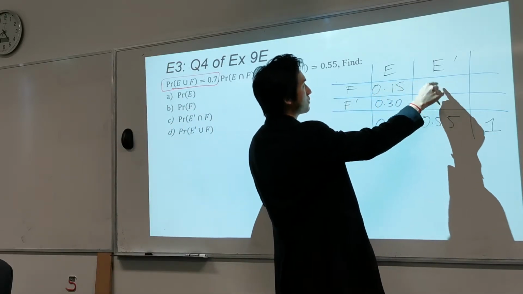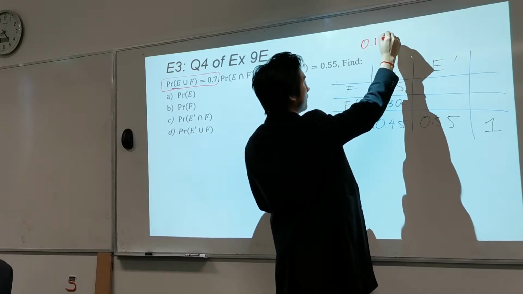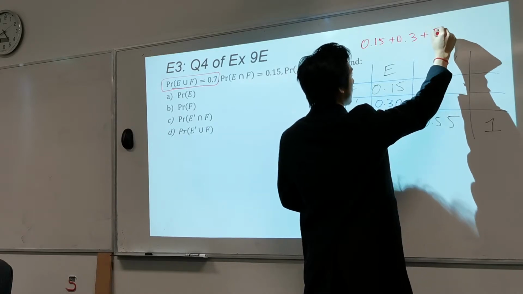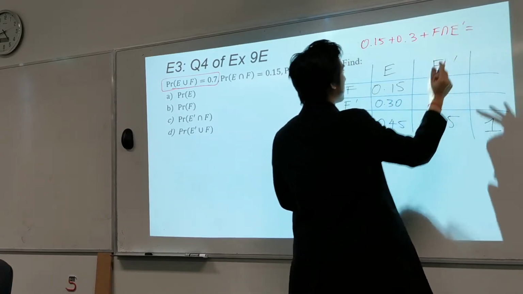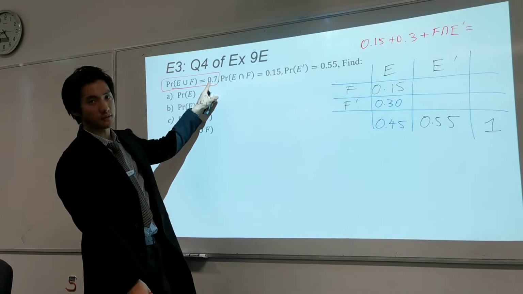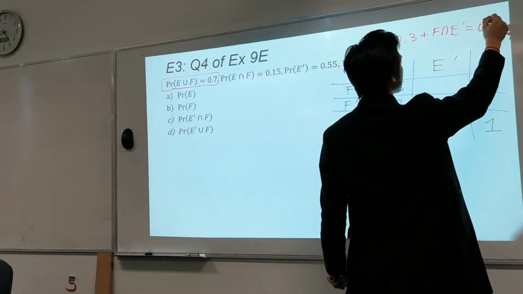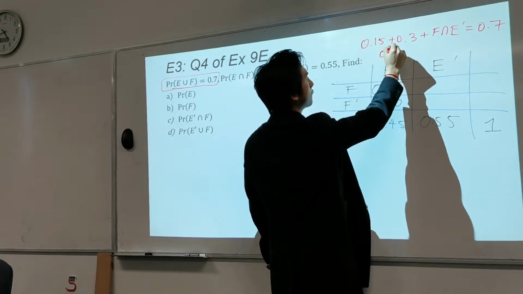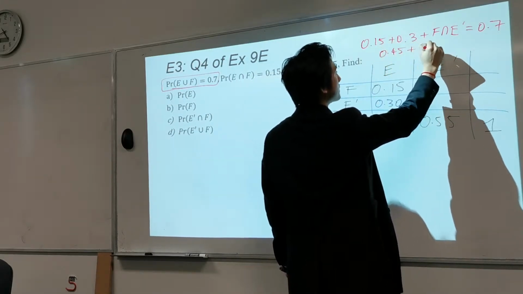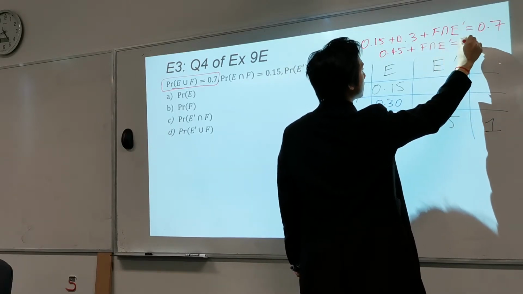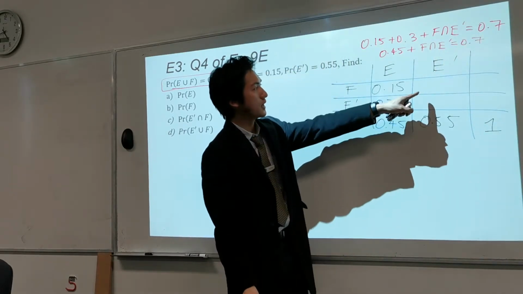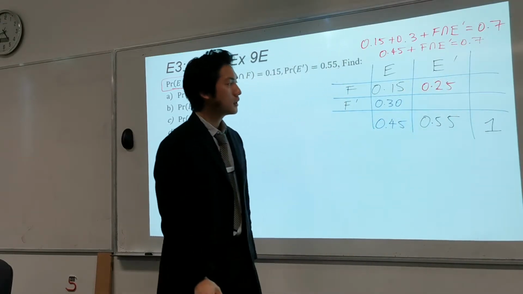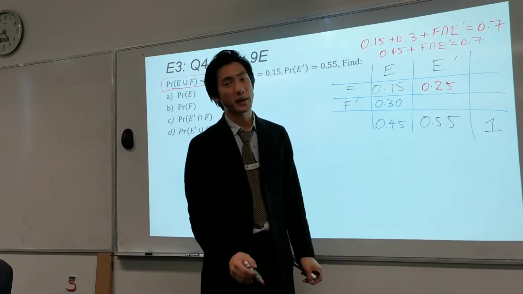So we're calculating this box. It's the sum of 0.15 plus 0.3 plus this thing, F and not E, and that's going to be equal to our union, 0.7. Rearranging this around, we have 0.45 plus that intersection, which means that intersection should be 0.25. Okay, and with that box filled in, we can fill in the remainder.